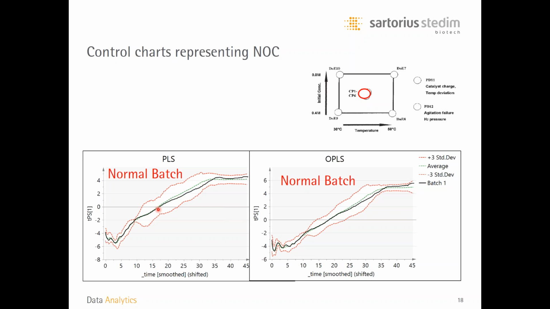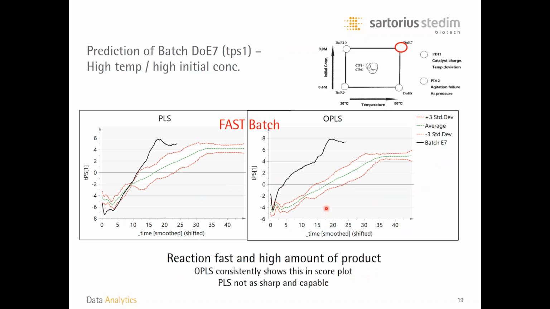We can see that the first batch is of course inside the limits of the control chart both for PLS and OPLS, but it's definitely so that there are tighter limits around the score in the score control chart arising from the OPLS model. We will now show results for 2 of these test set batches. We start by displaying the batch that had the high combination, high temperature and high initial concentration. This is a very fast batch producing a high amount of product.